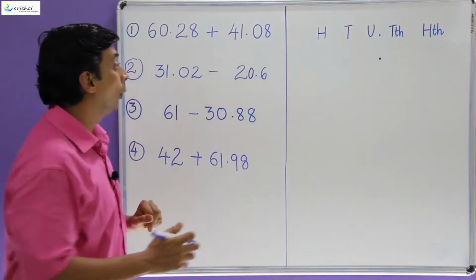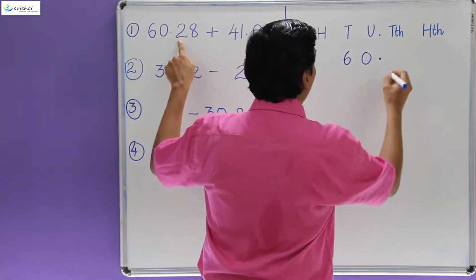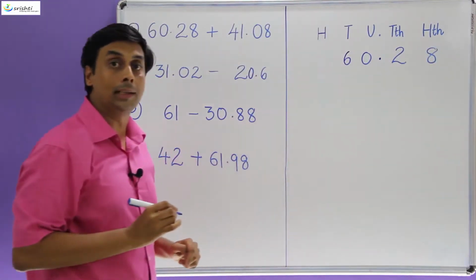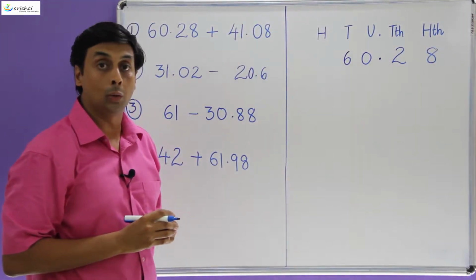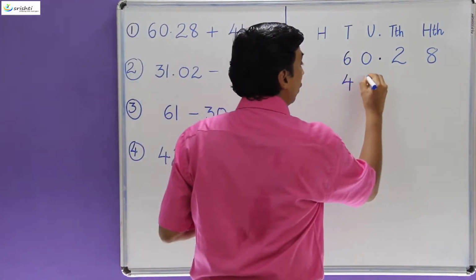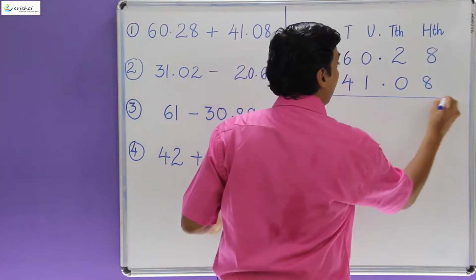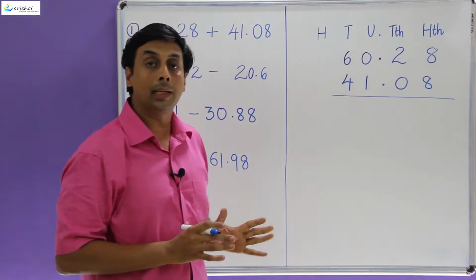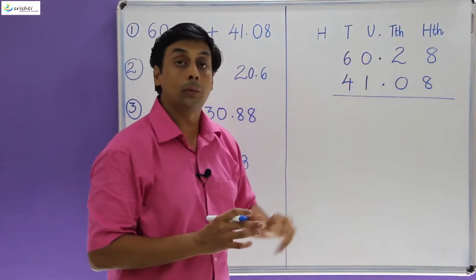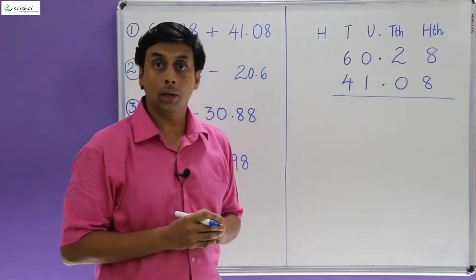So 60.28 would mean 6 tens, 0 units and 2 tenths and 8 hundredths, right? That is the meaning of 60.28 plus 41.08. So what we do in case of addition and subtraction is we place the decimal points one below the other, and after you place the decimal points one below the other, we fill in any empty spaces with zeros if required, and then we do our normal addition or subtraction.